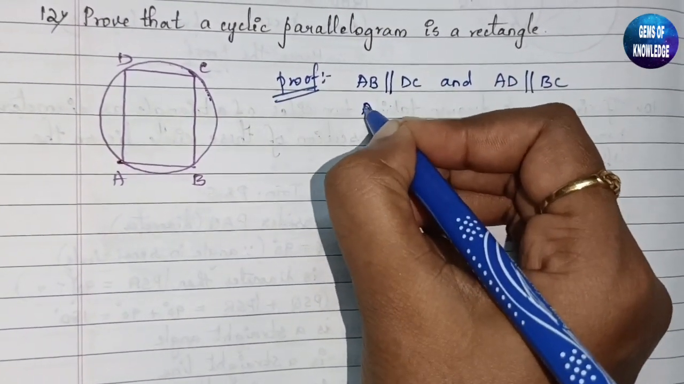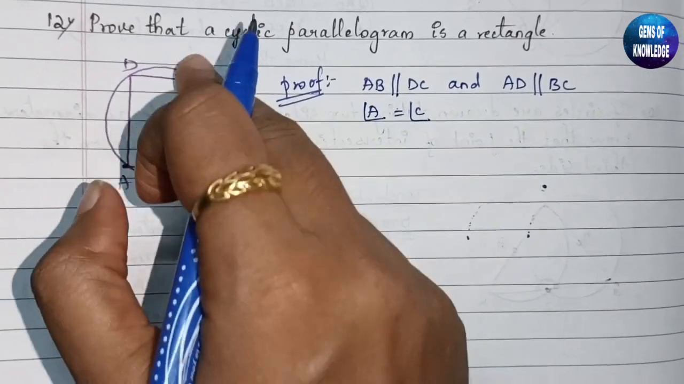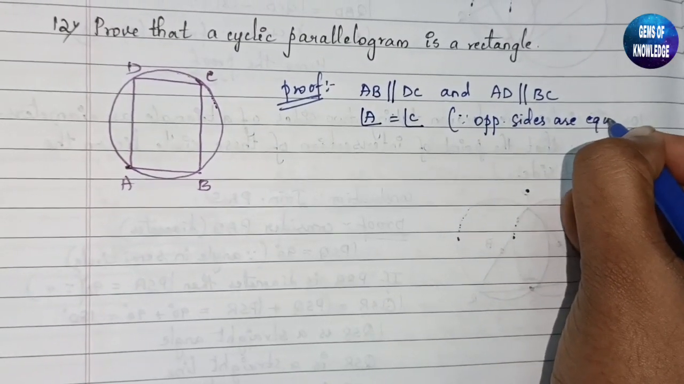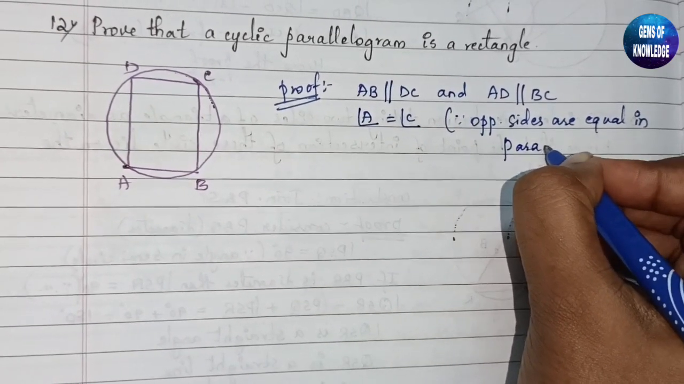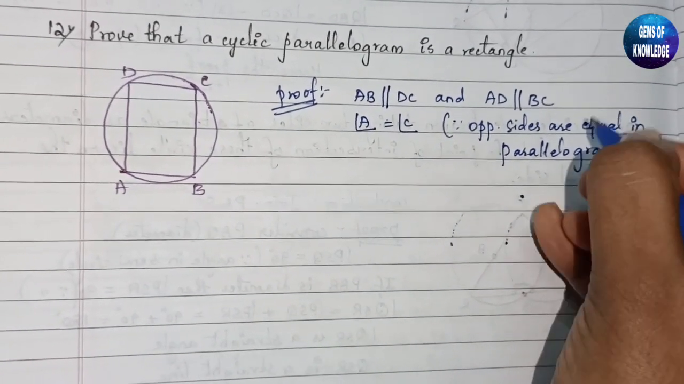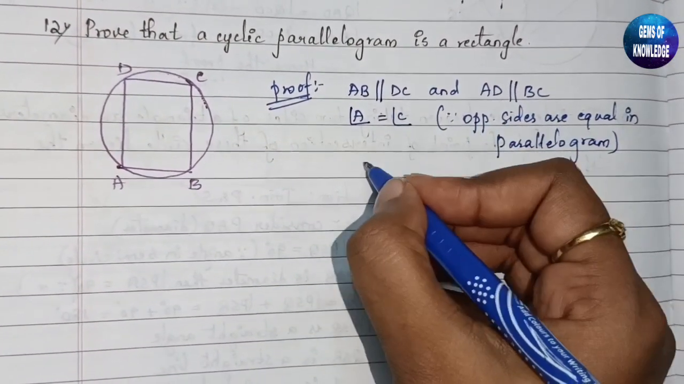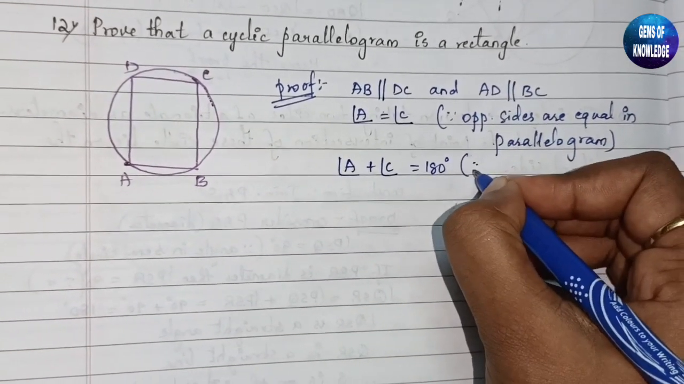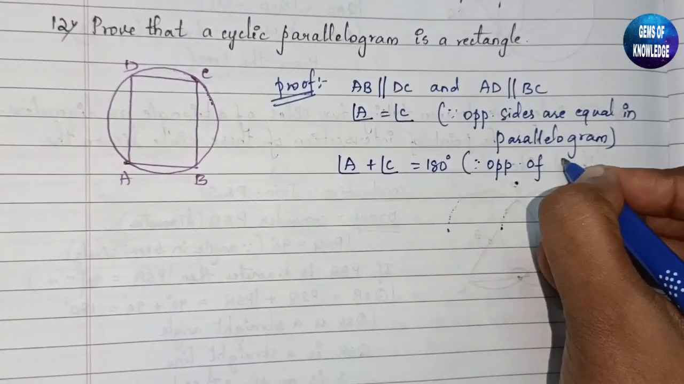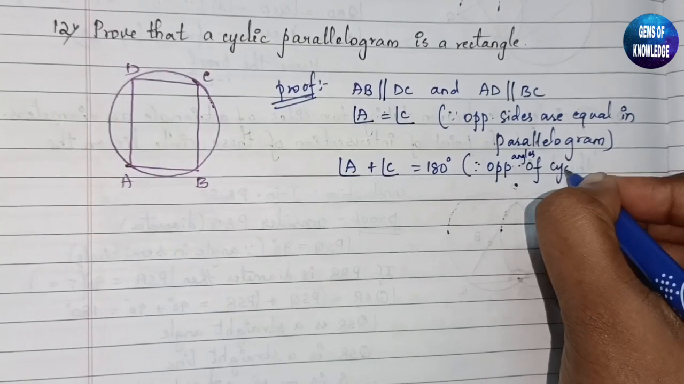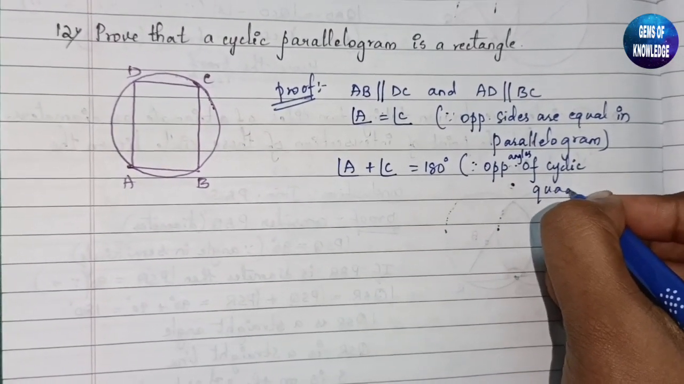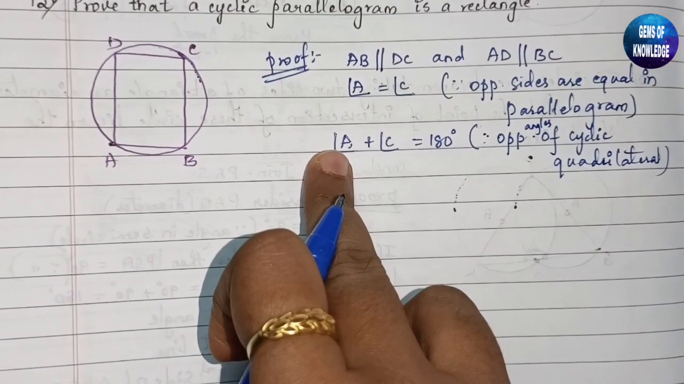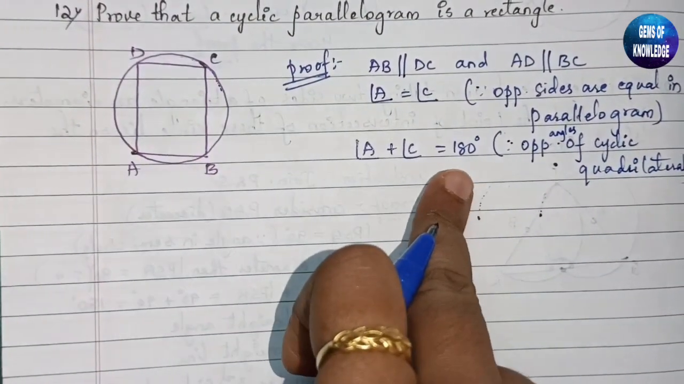We also know that angle A is equal to angle C, since opposite angles are equal in a parallelogram. Then, since it is a cyclic quadrilateral, the sum of the two opposite angles, angle A plus angle C, is equal to 180 degrees.